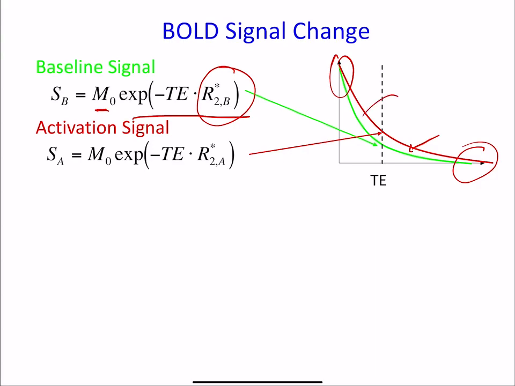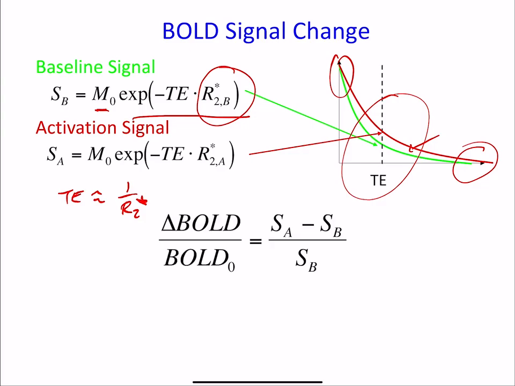So it's going to turn out there's some optimal echo time in here that's going to give you the best contrast. And typically, the echo time you want to pick is 1 over R2 star, so the average R2 star of the tissue. Typically what people measure is the percent change, the change in the Bold signal over the baseline Bold signal. With a first order Taylor series expansion, that's proportional to echo time times delta R2 star.